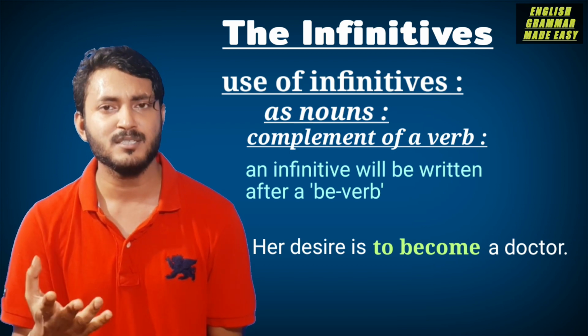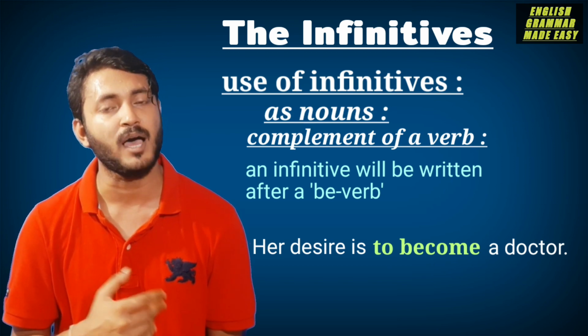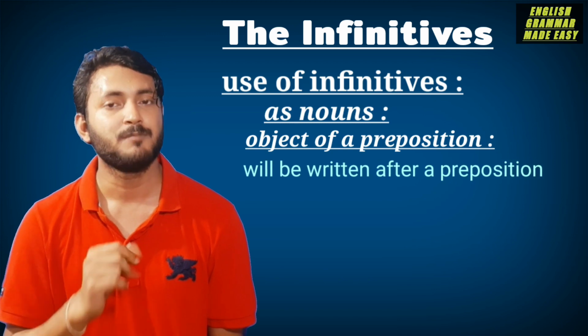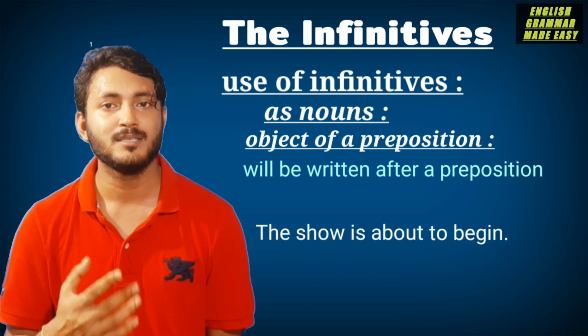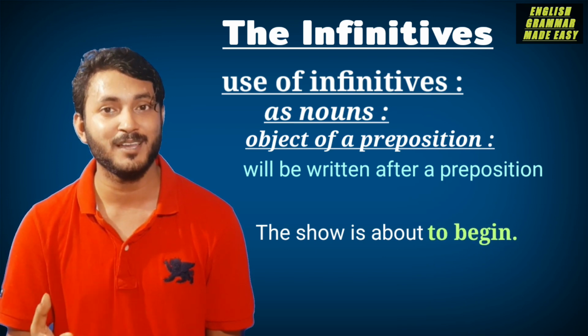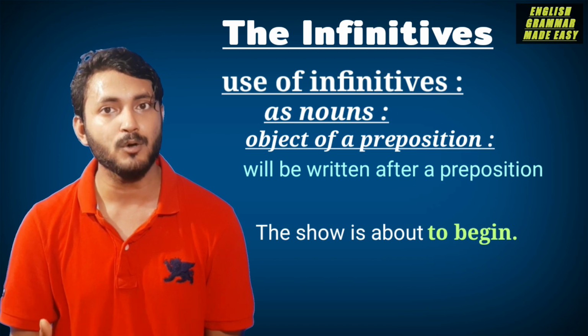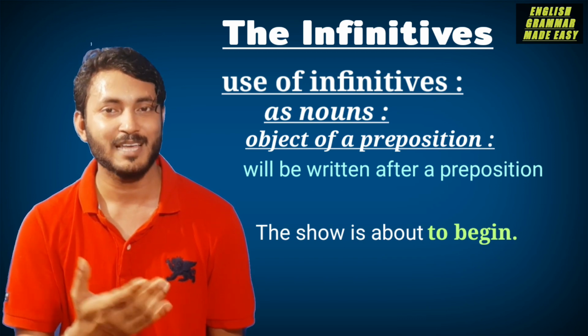Okay. So in this case complements will be written mostly after be verbs and they are easy to identify. Then object of a preposition. If I say the show is about to begin, in this case our infinitive is to begin and it is written after the preposition about. So it is used as the object of the preposition about.